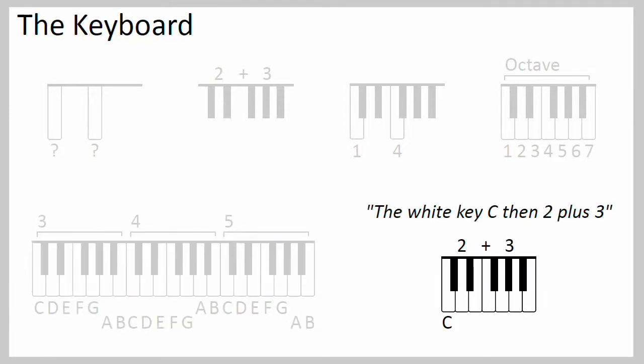You only need to remember the letter name of one white key to know all the others, since they follow a pattern. Do this by memorizing the mnemonic, the white key C, then 2 plus 3.